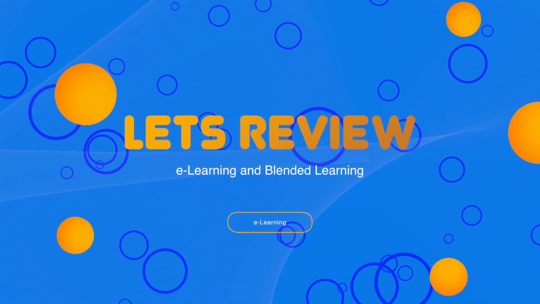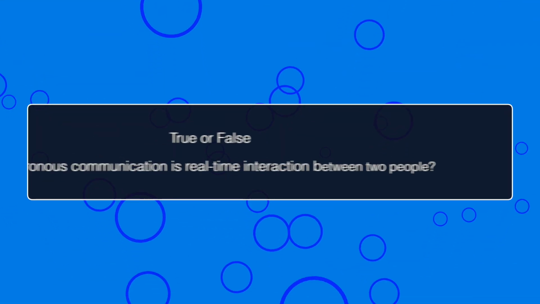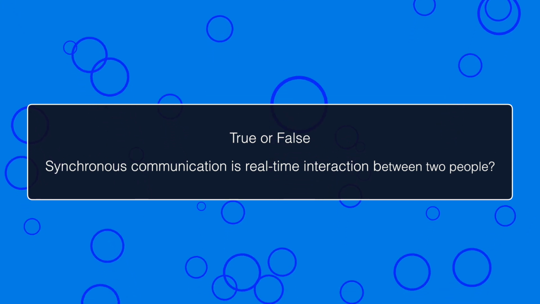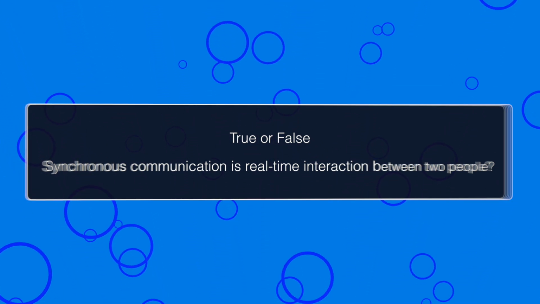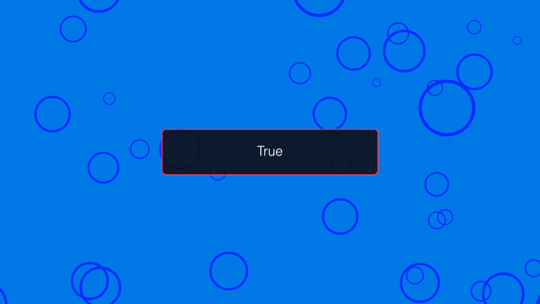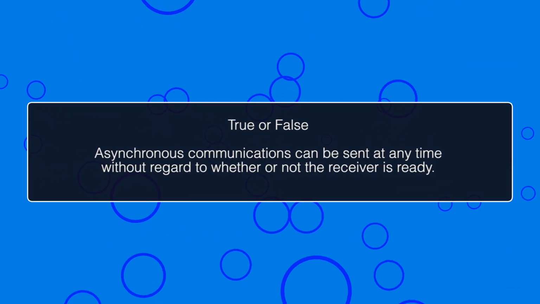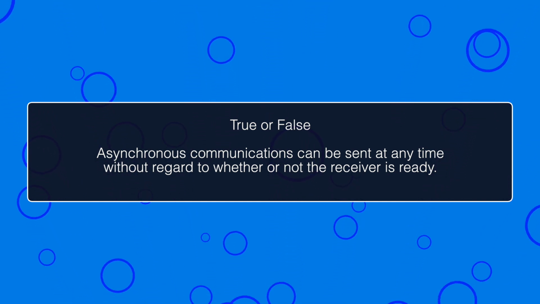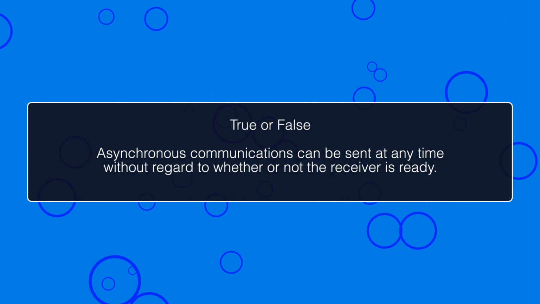Let's review. True or false? Synchronous communication is real-time interaction between two people. True or false? Asynchronous communication can be sent at any time without regard to whether or not the receiver is ready.